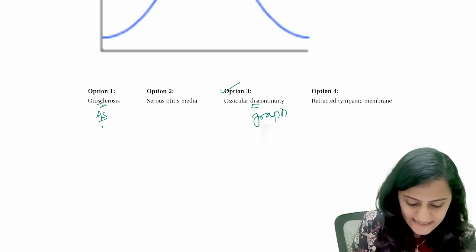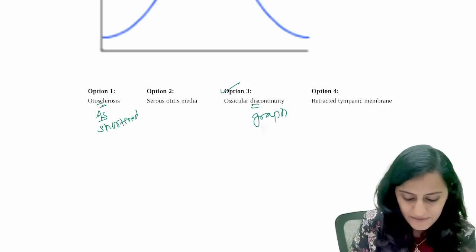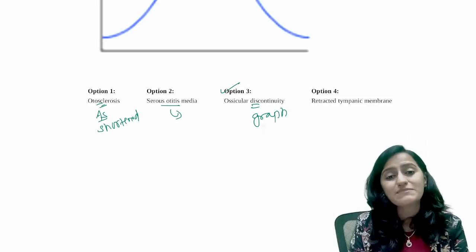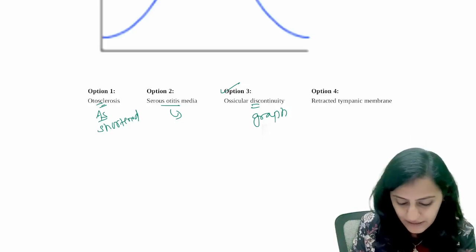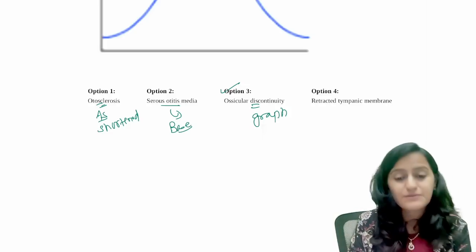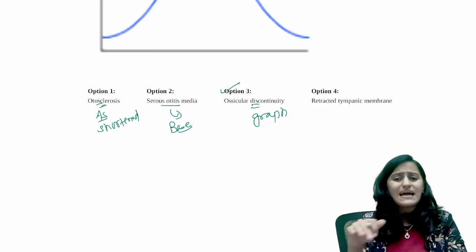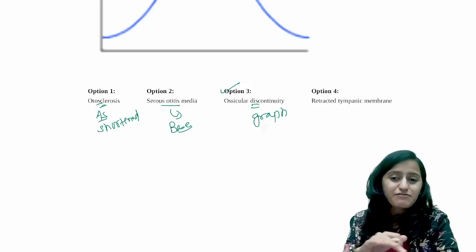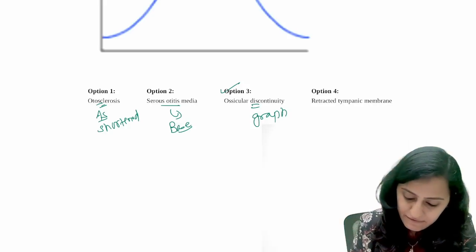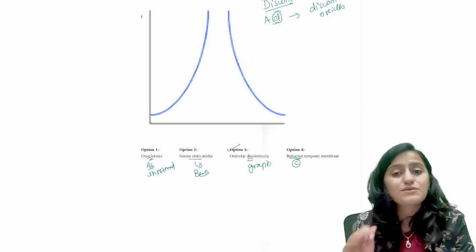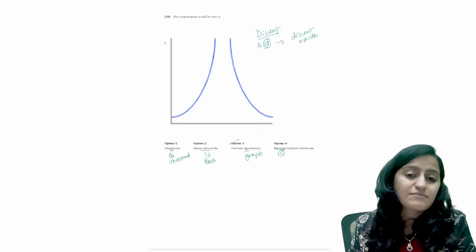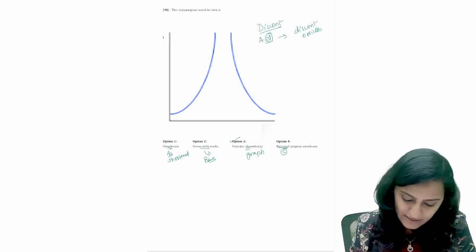Otosclerosis, AS, S for shortened graph will be there. Serous otitis media, where there is fluid. Remember, the serous otitis media will give the B-type curve. Okay, that is going to be flat. Fluid will give a flat curve, that is type B, fluid. And retracted will give type C. So this is a discontinuous graph, discontinuous ossicles, that can be seen in trauma. Okay, that can be seen in trauma.